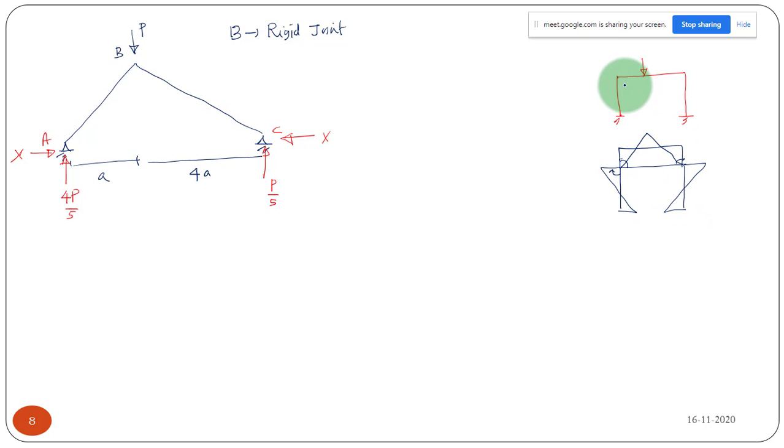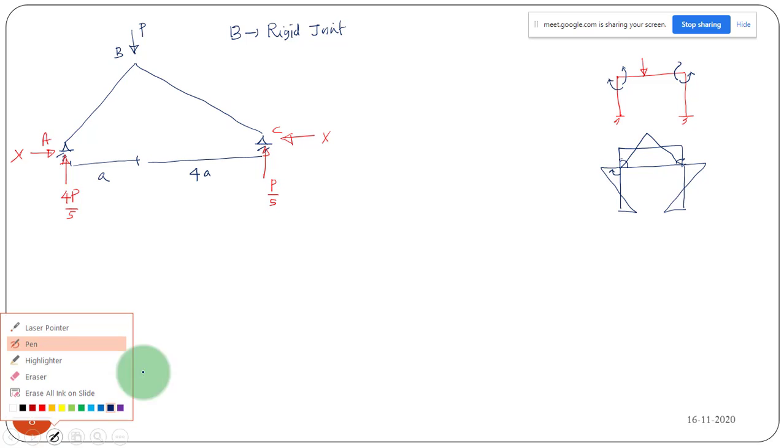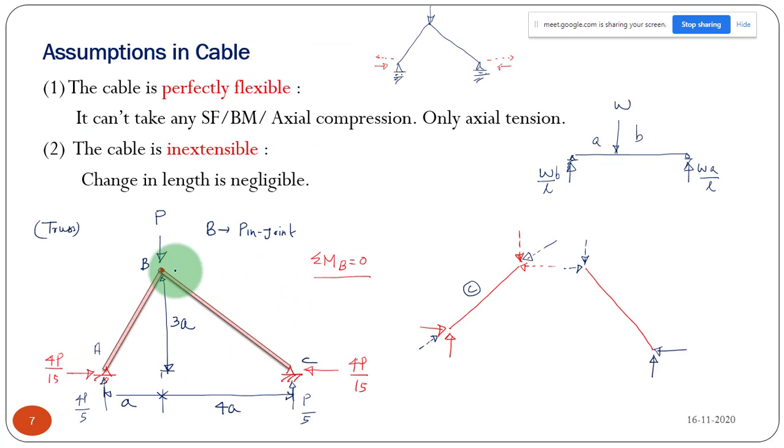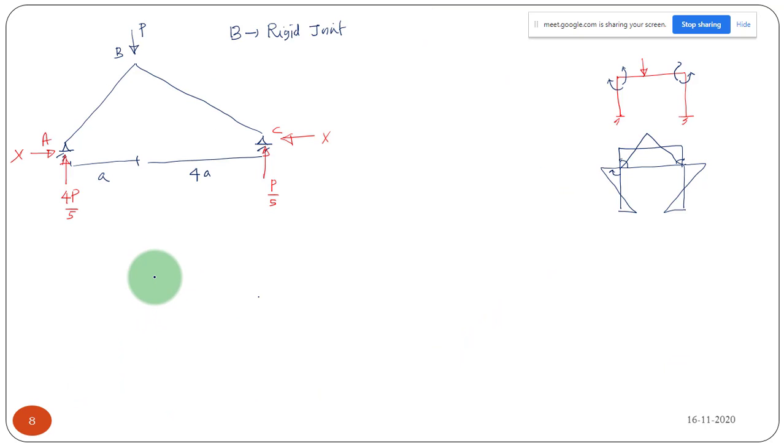Here I will have some anti-clockwise moment. If it's anti-clockwise, this must be clockwise. It is the same thing here also: here we may have some clockwise, so here we should have some anti-clockwise. Because it is a rigid joint, the moment will not be zero. Moment will be there, but equal and opposite, at the two members at that joint. But in the pin joint case, the moment at B will be zero. It is just free to rotate, but that is not the case with this frame.